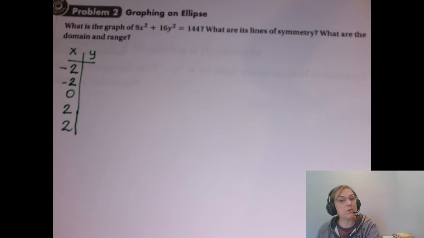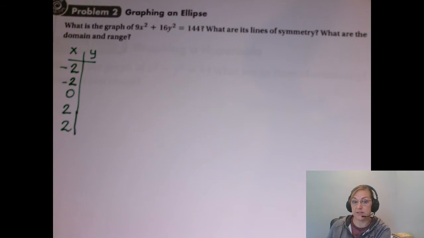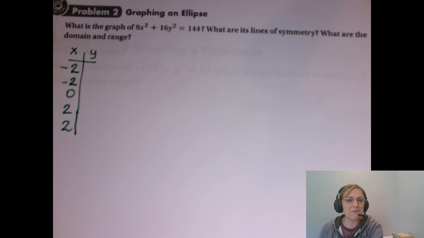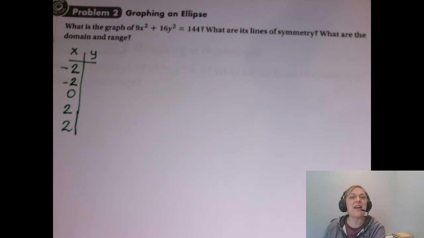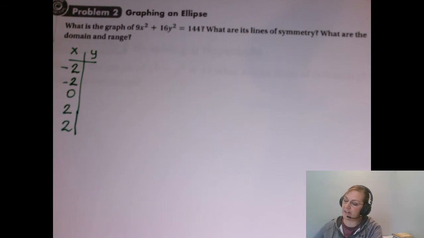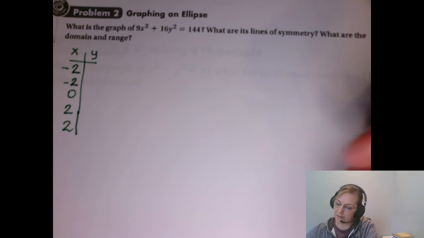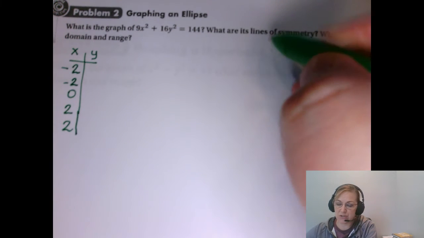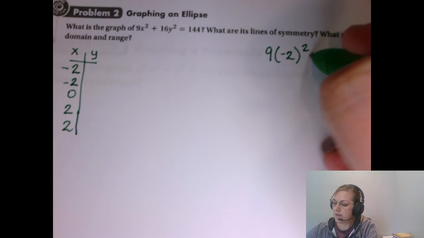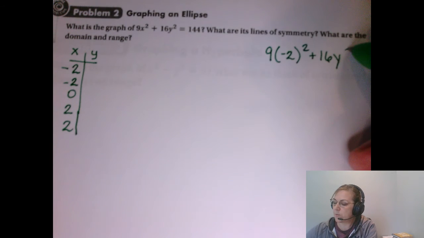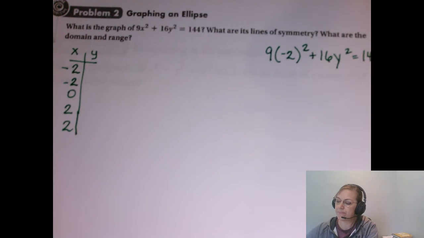And then of course, when we do the lesson that's only on ellipses, you'll be able to pick out more information based on what you're given. Okay, all right, let's plug these in for x and see what we get. I'm just going to come over here and do 9 times negative 2 squared plus 16y squared equals 144.